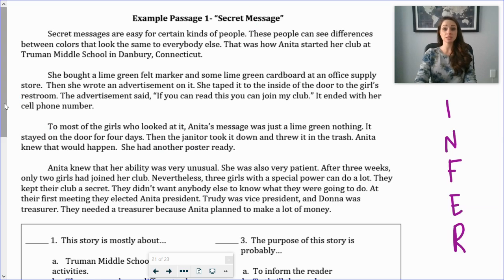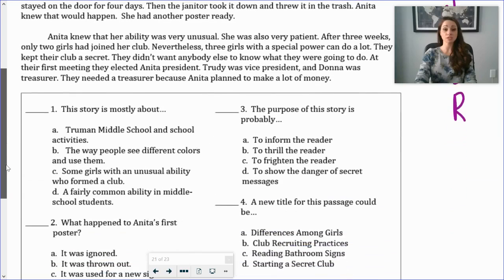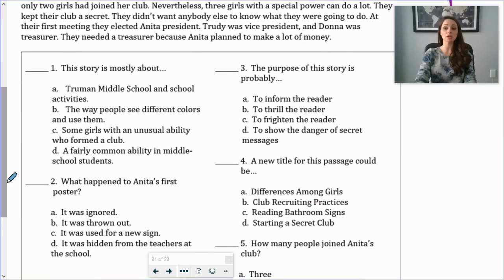So now I'm going to come down here and read my questions, and I'm going to jump right into the N step. I'm going to note what I know. So number one, this story is mostly about. My keywords here would be story and mostly about. Now, if you think about it, this question requires me to think big. This question is basically asking for a summary. So what is this mostly about? So this is a big picture question and I code it with a B.